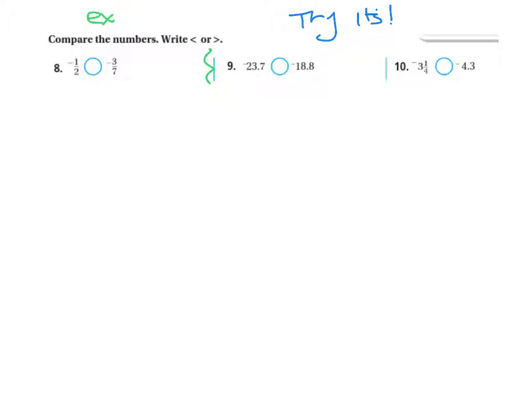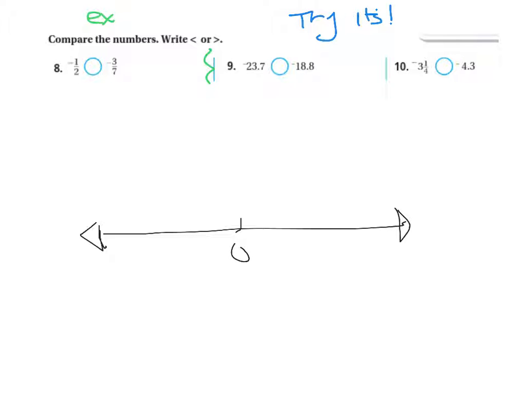Okay, so let's do some level 2 problems. Here's my example problem, and then you're going to do the 2 try it. So for example, -1/2, is that greater than or less than -3/7? I can draw a quick number line here.